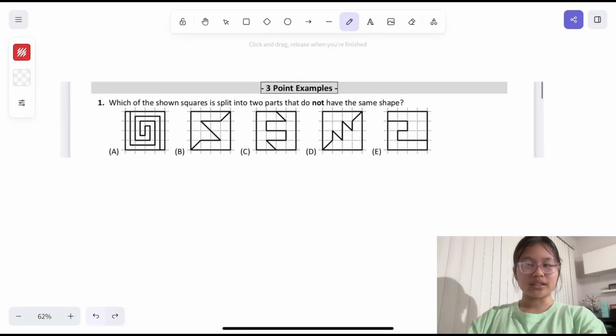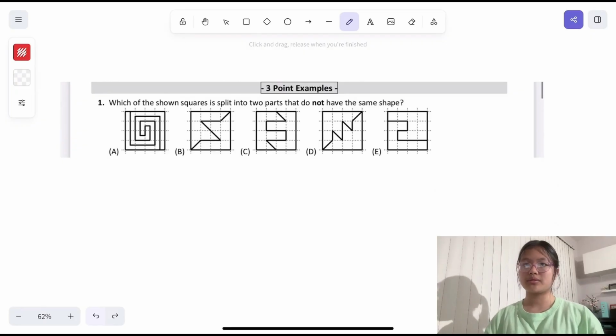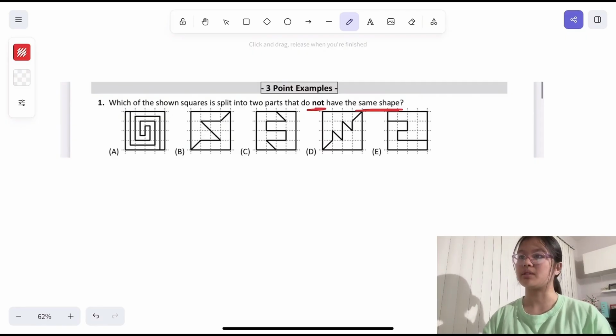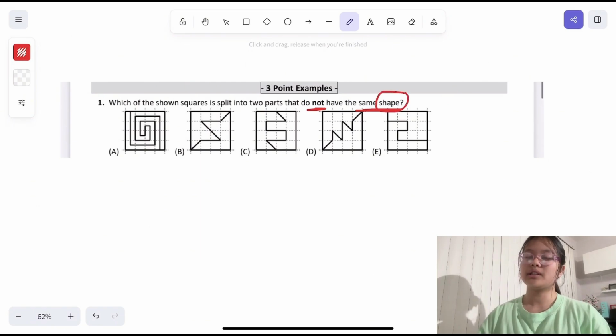Question number 1. Questions 1 through 10 are the 3-point samples. So let's just go. Number 1: Which of the shown squares is split into 2 parts that do not have the same shape? What we're underlining is "not," and they cannot have the same shape once it's split in half. So that's what we're going to keep in mind over here.